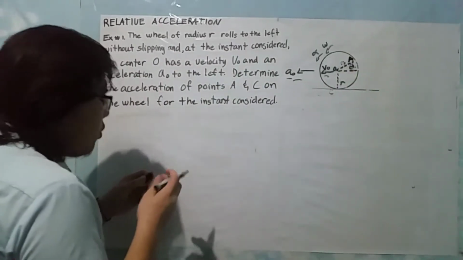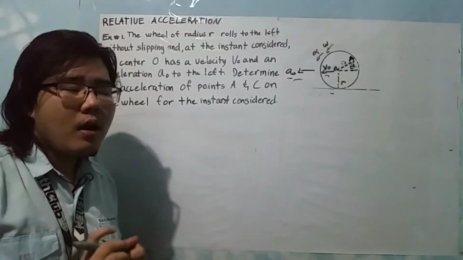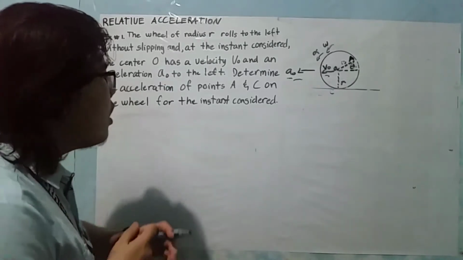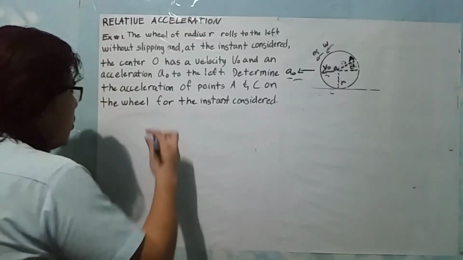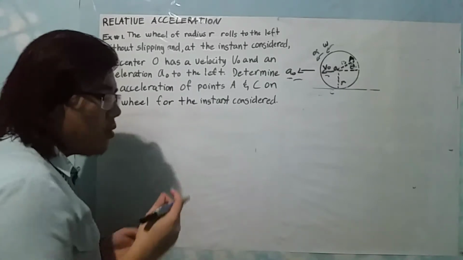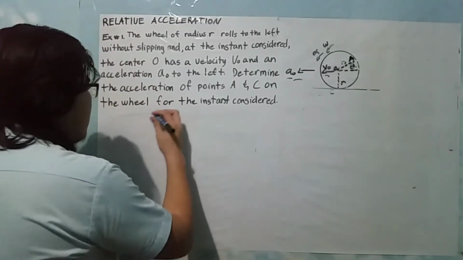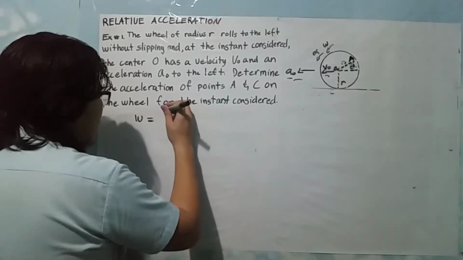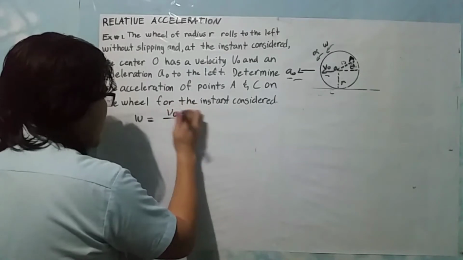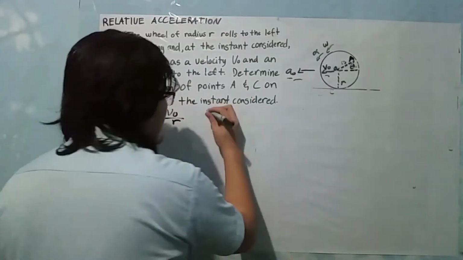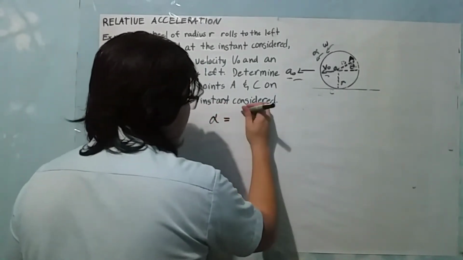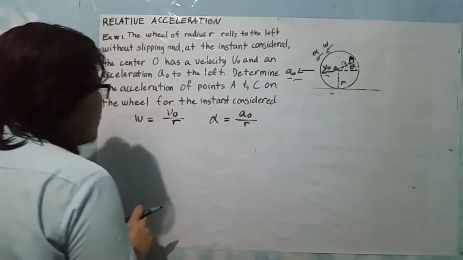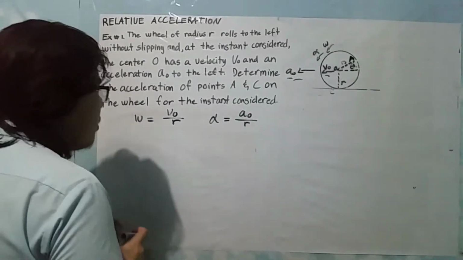Now, we don't have any specific numbers given, meaning the final answer that we are going to obtain are just variables or equations. So the formulas that we are going to use are the ones that we also used from the previous videos, which is the angular velocity is equal to v sub 0 over r, and the angular acceleration is equal to a sub 0 over r.